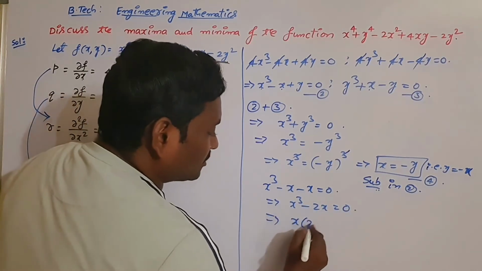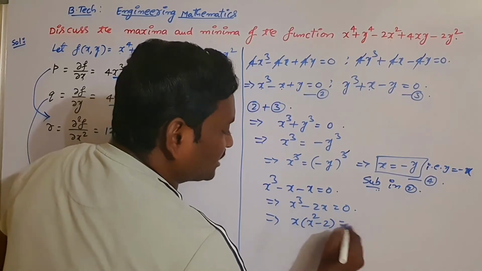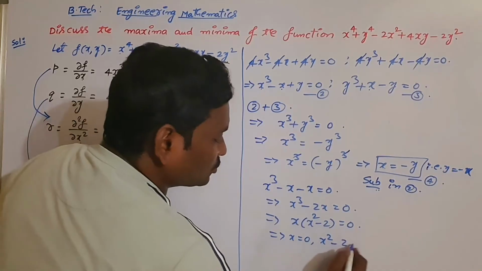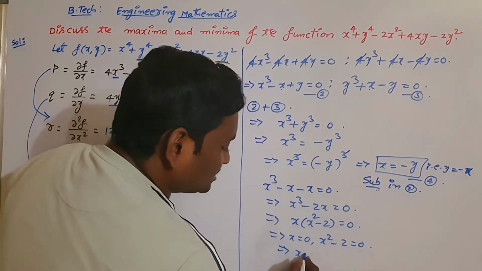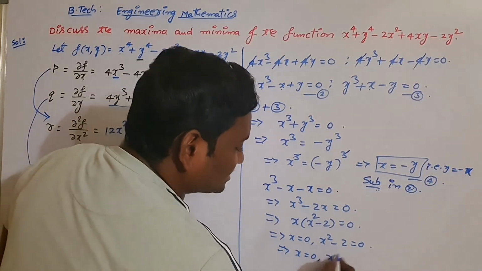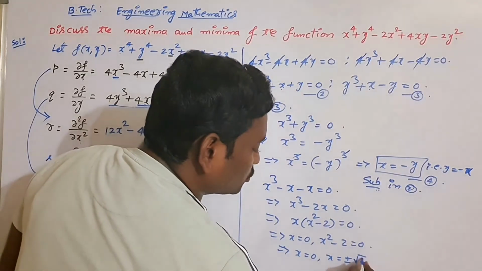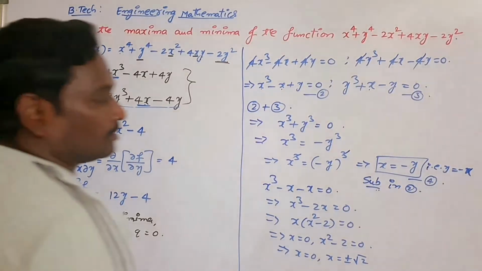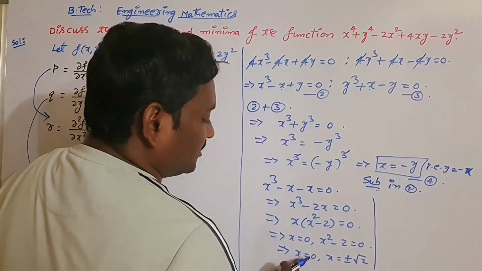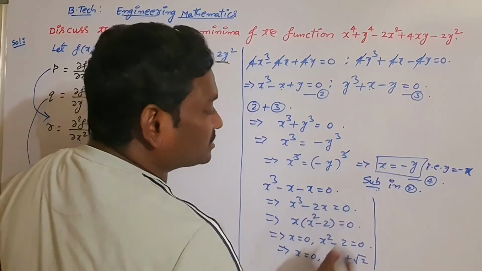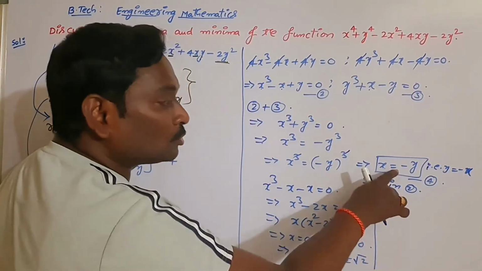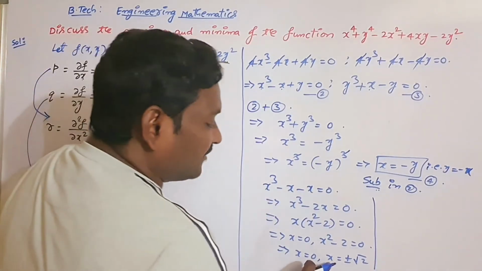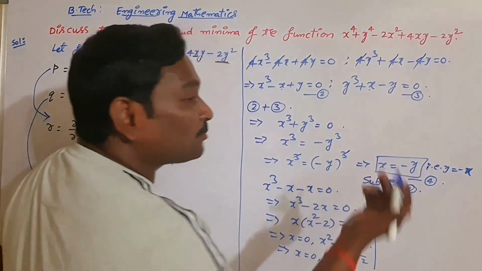So x is the common term. You will get x square minus 2 is equal to 0. So x is equal to 0, otherwise x square minus 2 is equal to 0. So x is equal to 0 and x is equal to plus or minus root 2. From this, if x is equal to 0, then y is also 0. If x is equal to plus root 2, y is minus root 2 because x and y are opposite signs. If x is negative root 2, then y is positive root 2.